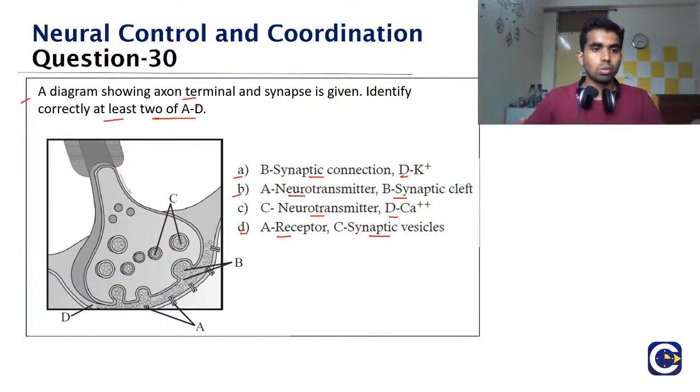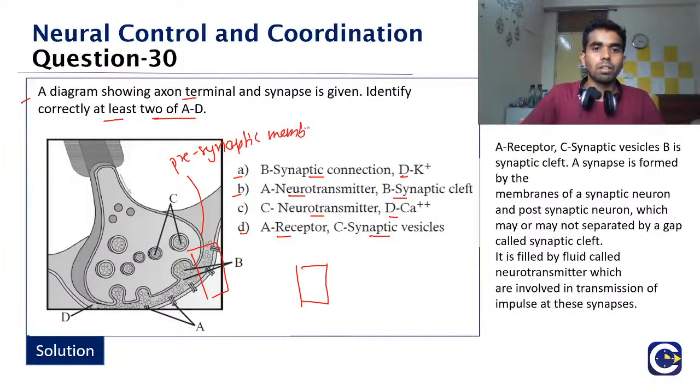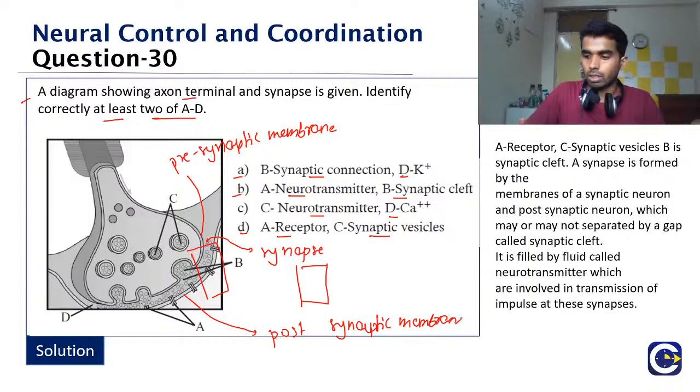So let us see. This is the diagram of the nerve. Here, this is the synapse. The synapse is made up of three structures. This part is known as the presynaptic membrane. Then the gap in between is known as the synaptic cleft, and this region is known as the postsynaptic membrane. And over the postsynaptic membrane, the receptors are present. So yes, A is the receptor.